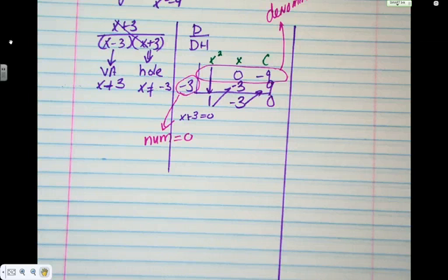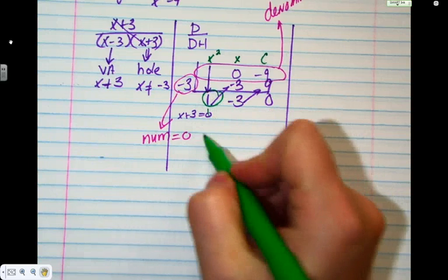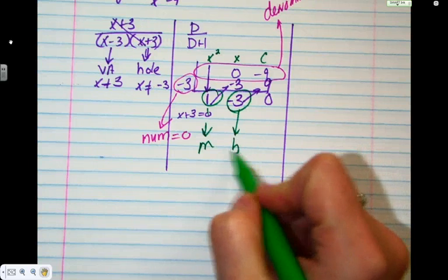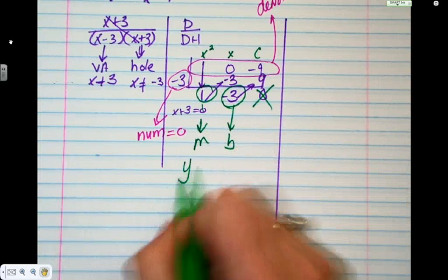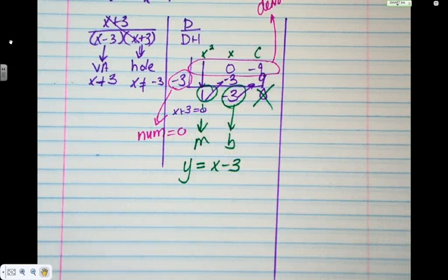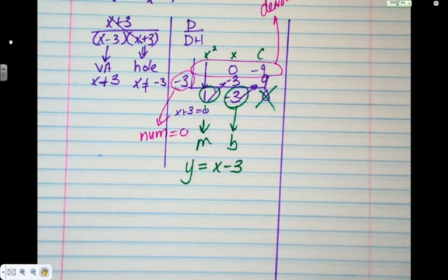Okay, how does that give us an oblique asymptote? The 1 is the m, and the -3 is the b, and what about the 0? Don't care. So our oblique asymptote is y equals x minus 3. No, it's always m and b is what happens, turns out. Numerator equal to 0.